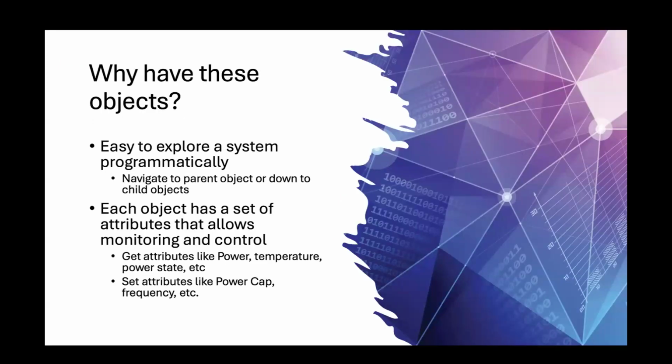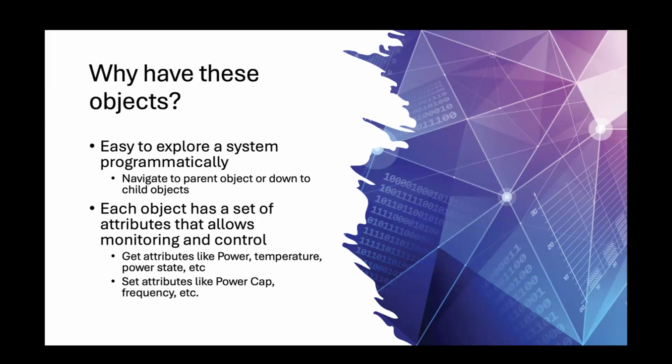Okay. So why do we even have these objects? Well, it's much easier to explore a system programmatically. So like I said before, we're navigating up to parent objects and down to child objects so that we can very easily iterate through these large trees, discovering more about the system as a whole. And each of these objects then has a set of attributes that allow you to get and set certain attributes to monitor and control things.